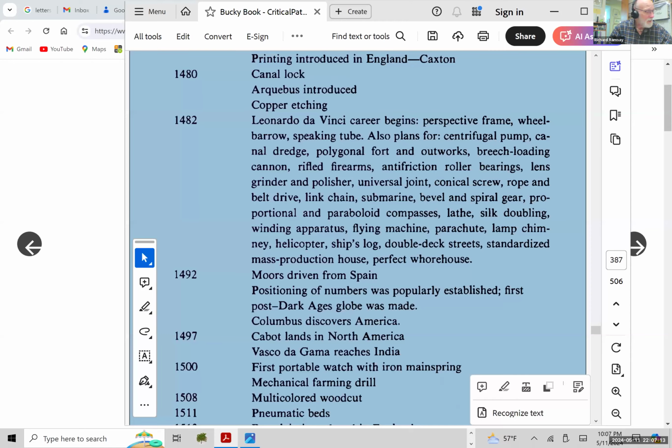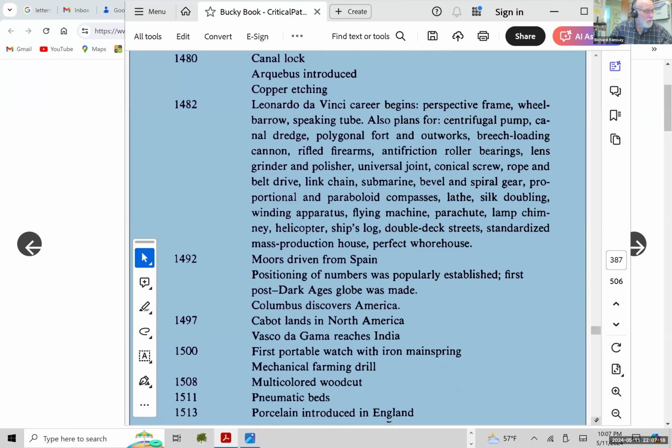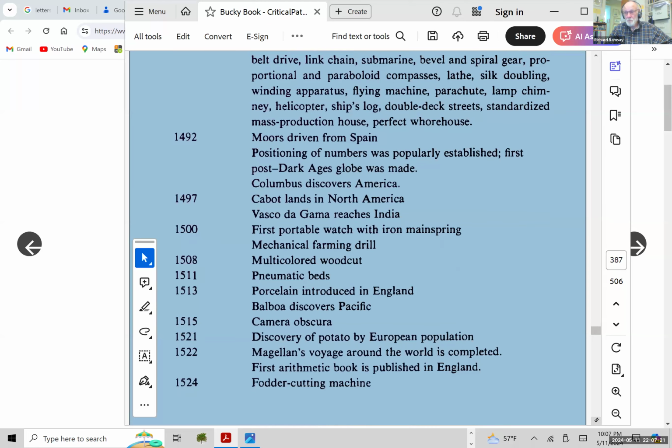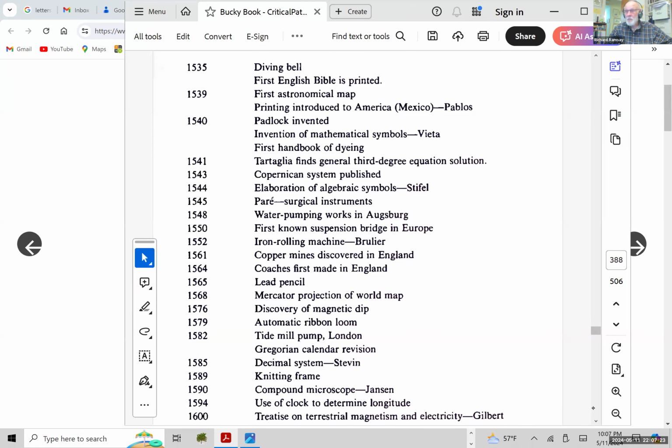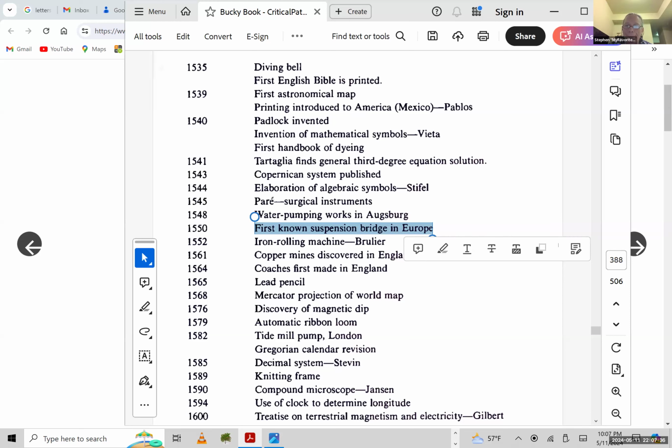I'm going to just make one more, and then we can go right up into the 1800s. Okay, let's do it. And you can show the chronophile. But in 1550, which is interesting out of Bucky's book, he says the first known suspension bridge in Europe. So that's 1550 there. Now that tells me that people back then understood the principles of tensegrity. So that jumped out at me.